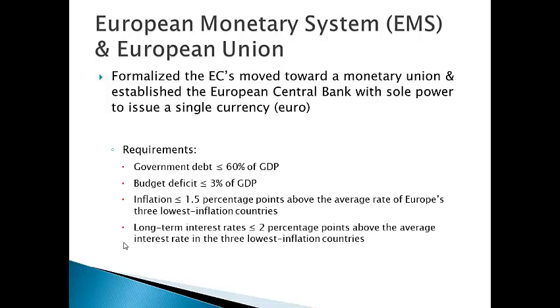Government debt being less than 60% of GDP, budget deficit being less than 3% of GDP, and then specific inflation and interest rate boundaries. The theory was that this would lead to lower cross-border currency conversion costs because there wouldn't be any. You would all be using the same currency. No exchange rate risk because there's no exchange rates because you're all in the same currency. Cross-border price comparisons would be unnecessary because you're all in the same currency.